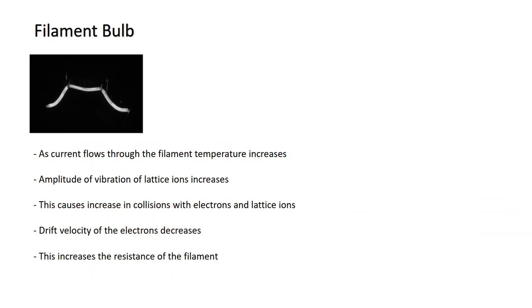Now you have to recall the behavior of a filament bulb. As current flows through the filament, the temperature increases. Amplitude of vibration of the lattice ions increases. So this causes an increase in collisions between electrons and lattice ions. And this would decrease the drift velocity. And according to I equals nAvq, if drift velocity decreases, current also decreases. And according to V equals IR, V remaining same, if current decreases, the resistance increases.